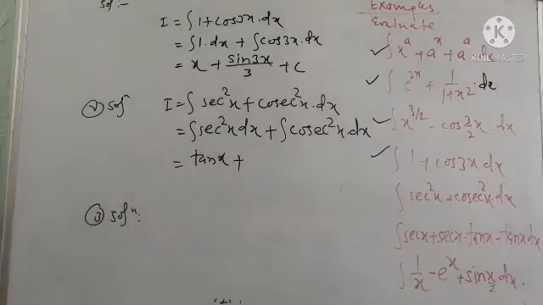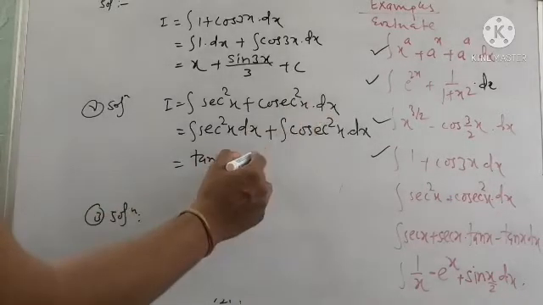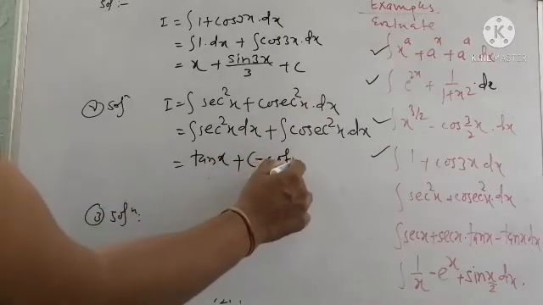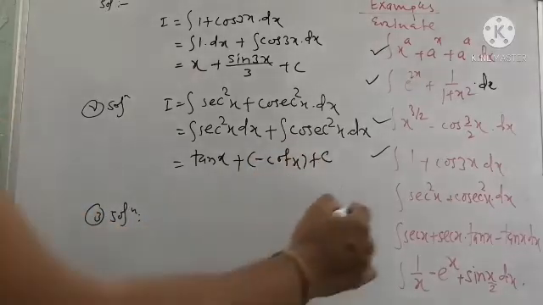Similarly, the derivative of cot x is minus cosec square, but we have to find here the integration of cosec square, so the minus is transferred to the left hand side, and we get the integration of cosec square is always minus cot of x, plus c as a constant of integration.